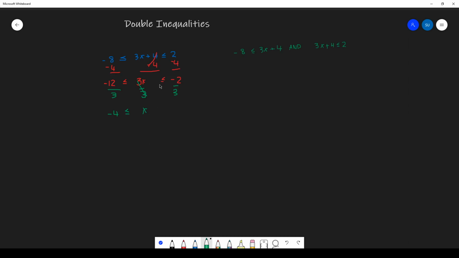And we aren't flipping the inequality sign because we're not dividing or multiplying by a negative number. If we were to do that, then we would flip both inequality signs and flip the entire thing around. So we are left with negative 4 is less than or equal to x, which is less than or equal to negative 2/3. Now let's do the other strategy, and then we'll plot it on the number line.